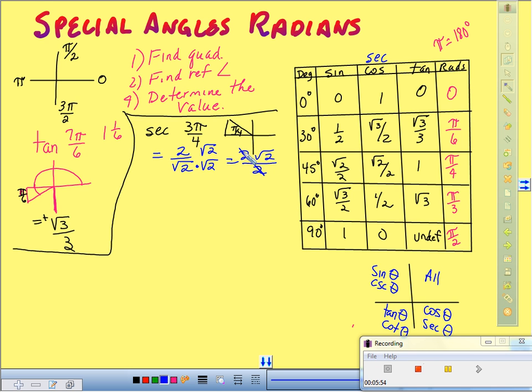Now, the last thing I need to do is check for positives and negatives. Since I'm in the second quadrant with a secant, I see that it's not listed down here in the table, so I know that it's got to be a negative square root of 2.